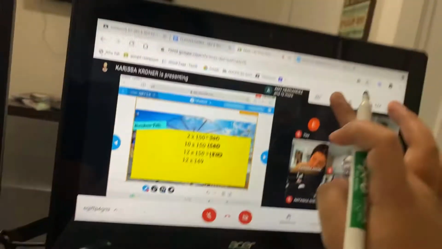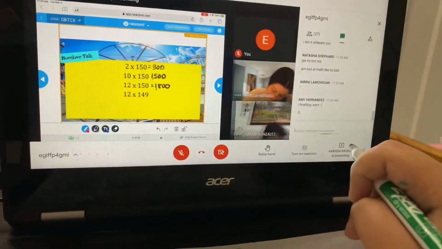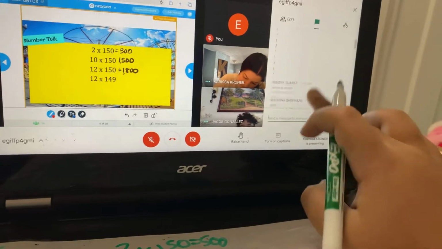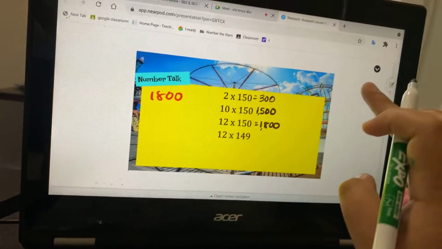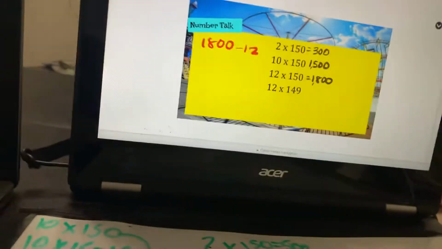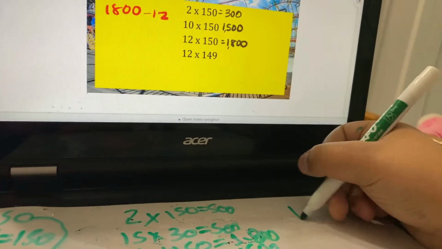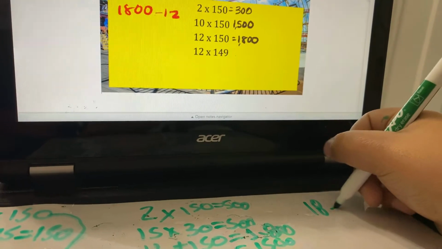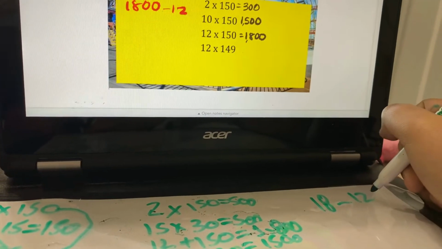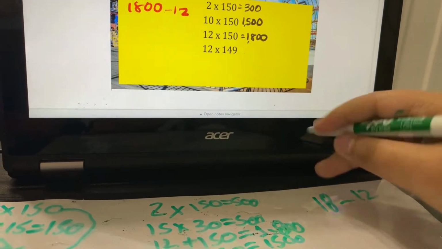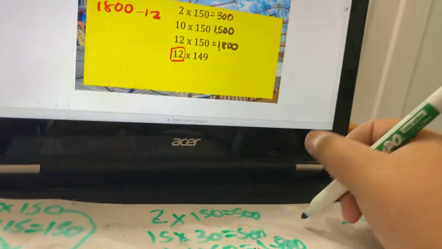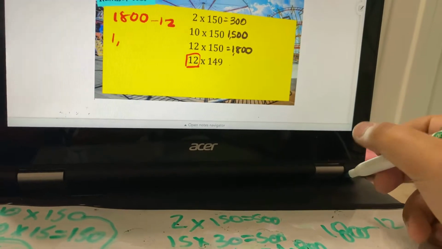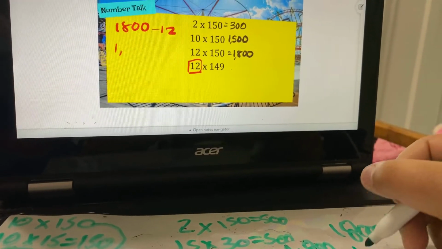What did you do? So I did 1,800 minus 12 because I saw that one of them was 149. I realized I just had to minus it once. That's beautiful, Jacob. Such smart thinking. Yeah, you only were taking away one group of 12, right? Perfect. And what'd you get? 1,788.